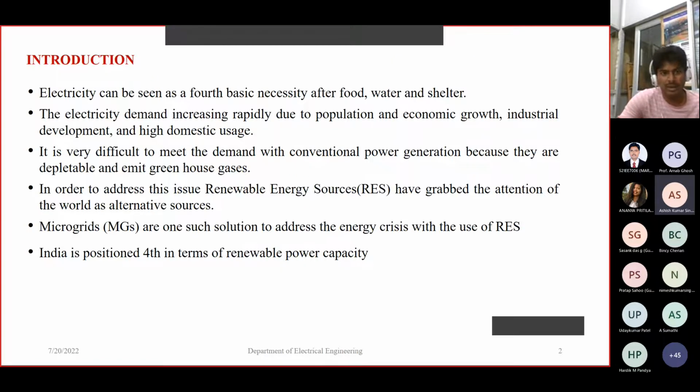This is the introduction. Electricity is the basic need, and the electricity demand is increasing rapidly due to population and economic growth, industrial development, and high domestic usage. It is very difficult to meet the demand with conventional power generation because they are depletable and emit greenhouse gases. To address this, renewable energy sources have grabbed the attention of the world as the alternative source, and microgrids are one such solution to address the energy crisis with the use of renewable energy sources. India is positioned fourth in terms of renewable power capacity.